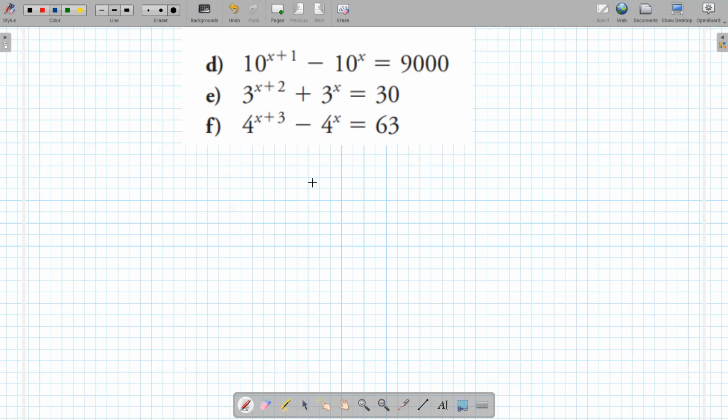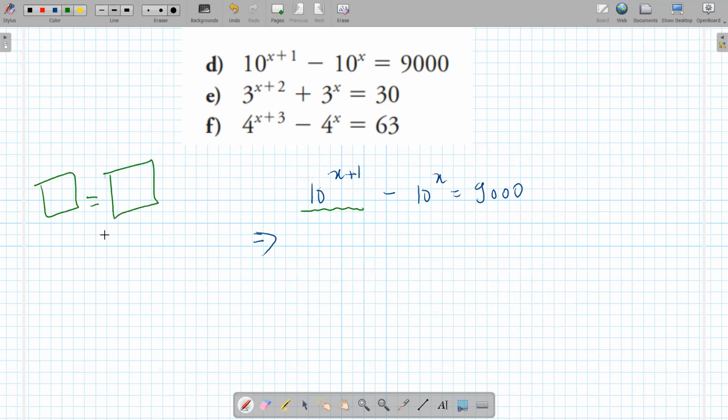Let's look at D. 10 to the x plus 1 minus 10 to the x equals 9,000. There's only one thing we can do here. What would that be? And the answer is, no, you can't use log right now. Log you would use if you have one item here and one item here, and you have some exponent things going on. But if you have something plus something, like we do, or something minus something, you can't do log just yet. This one, I don't think you even have to do logs.